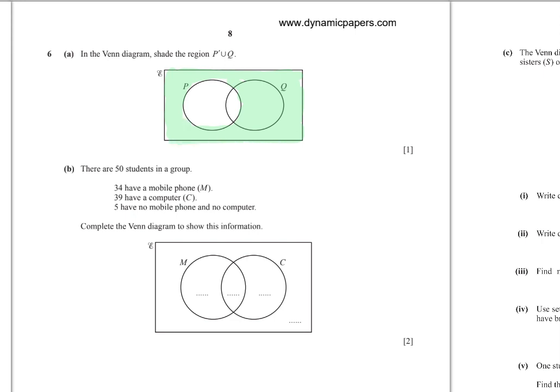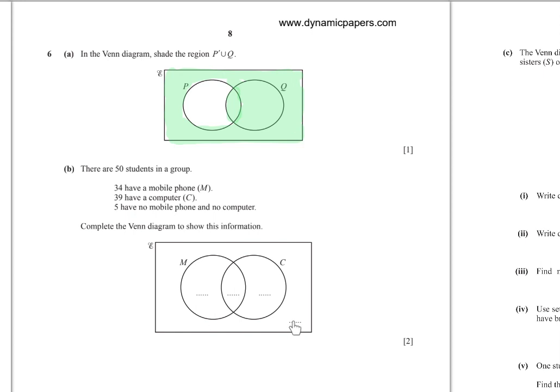Union Q, so shade all Q, so we need to add this part. So this is the answer for the shading. Now B, there are 50 students in a group. 34 have a mobile phone, M. 39 have a computer. 5 have no mobile phone or no computer.